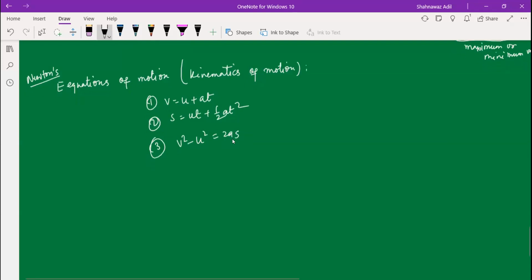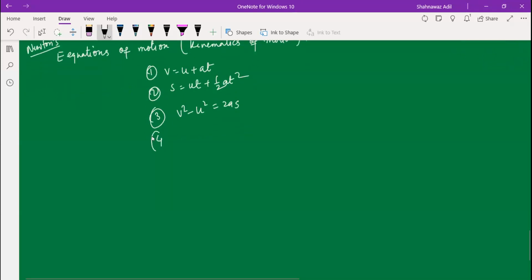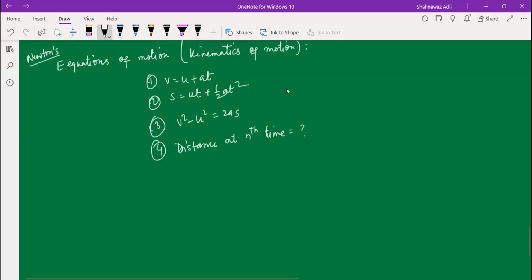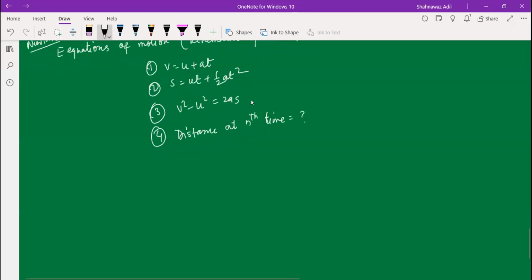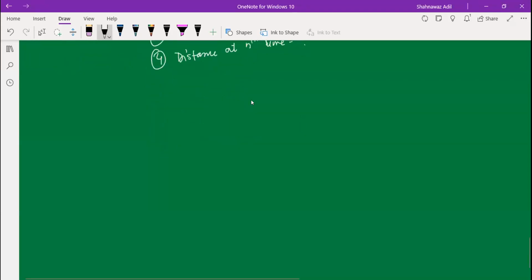But there is one more, right? A fourth one, and that is distance at the nth second, or nth time. Right, what is that? So let's try to find that out. All these three equations you guys already know, so let's find out the fourth one.